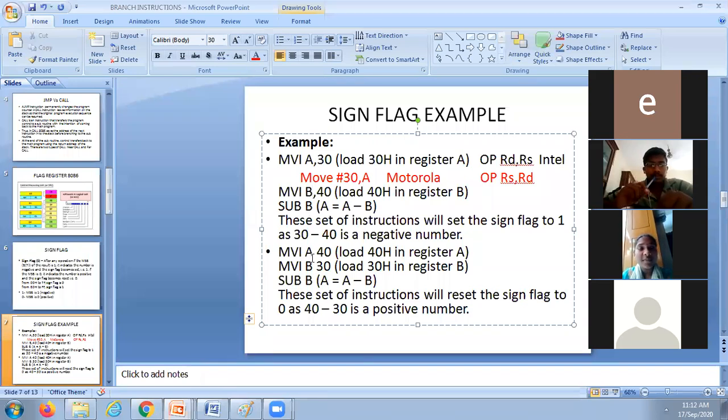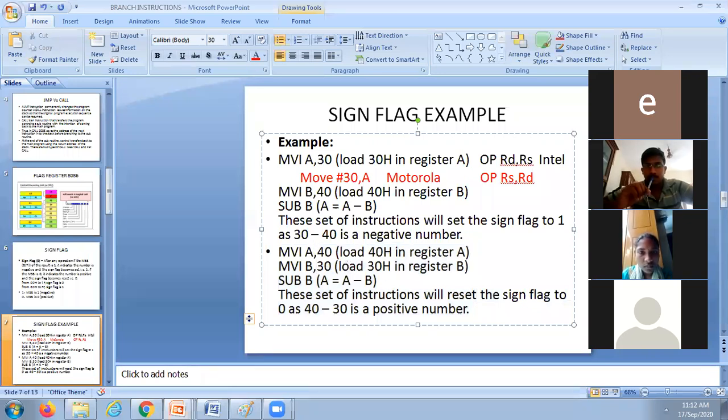Then the other example. If 40 is loaded in A and 30 is loaded in B, then A minus B. That is the second example here. Move immediate A, 40. Actually there is a comma, but in that it is not there. But as per the syntax, there will be a comma.